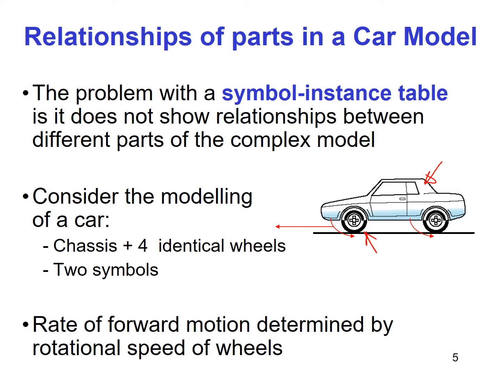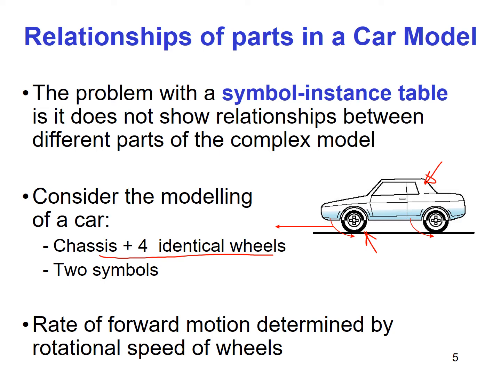However, there is a problem with the symbol instance table, that it does not show relationships between different parts of the complex model. In this example of the car, the chassis plus 4 wheels also have some relationship. That is, the rate of forward motion determined by the rotational wheel speed of the wheels is not taken into account by the symbol instance table.